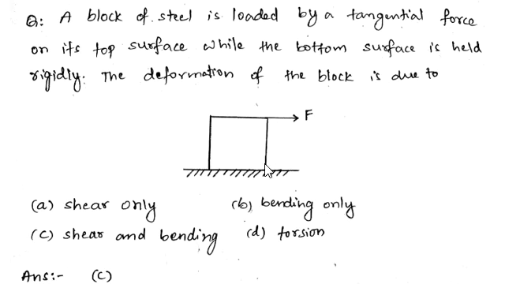So here a block is given and it is acted upon by a tangential force F on this top surface and the bottom surface is fixed. So in this case the deformation of the block is because of, and some options are given. Option A shear only, option B bending only, option C shear and bending, and option D torsion.